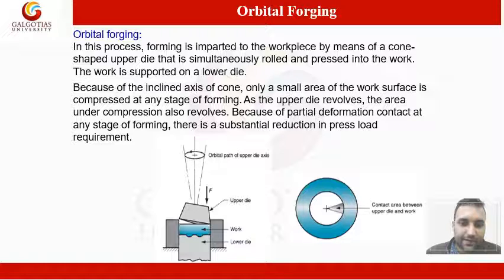Here this is the upper die, which is partially inclined to this part, and this is the workpiece, and this is the lower die. So this is the contact area between the upper die and the workpiece.